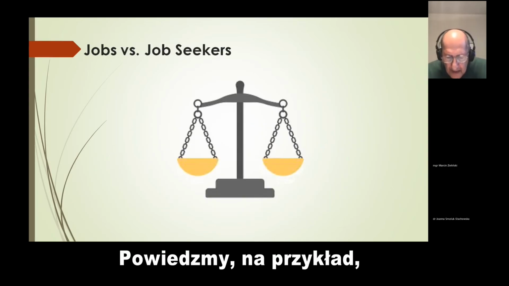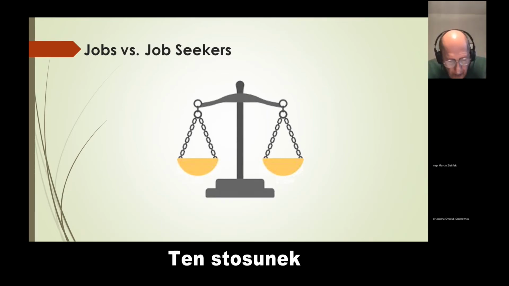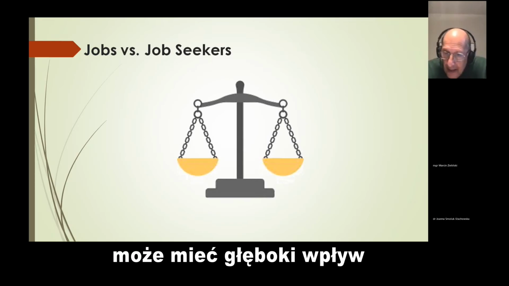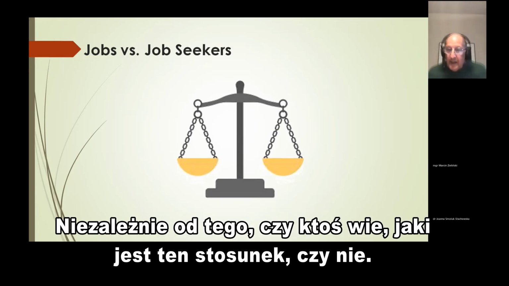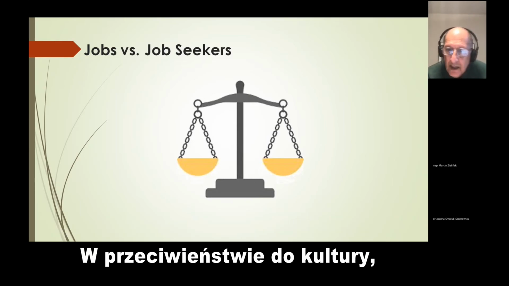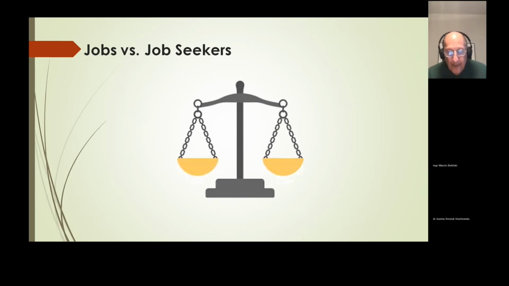Think, for example, of the balance between the number of jobs in a society and the number of job seekers. That ratio can have profound implications for people's life chances. But it can exist with consequences for us, whether anyone knows what that ratio is or not. Unlike culture, structure is not subjective or an intersubjective phenomenon. It's more material. Next slide.